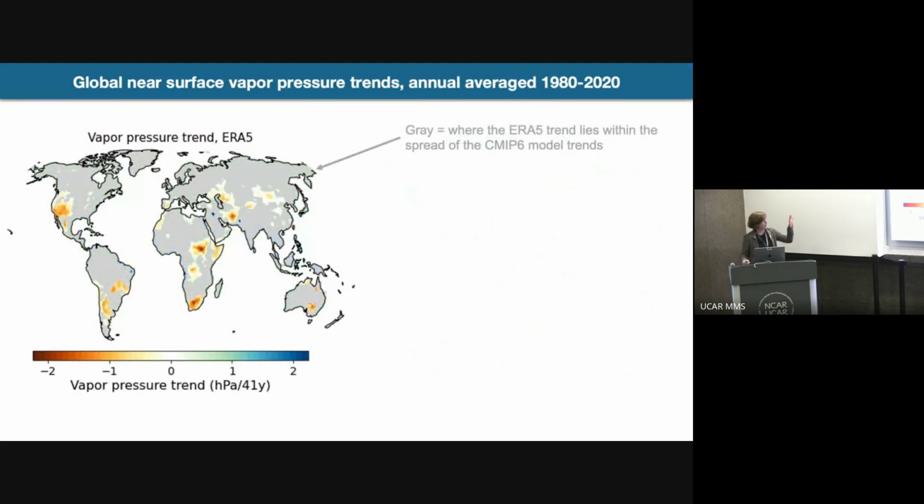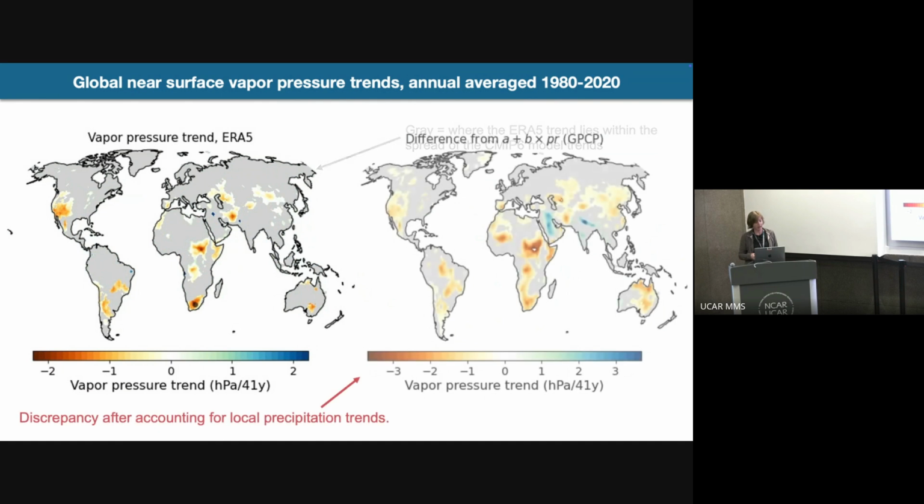If you look at the gray regions here, this is where the trends in ERA5 near-surface water vapor lie within the spread of trends from the CMIP6 models. There are a bunch of regions that are not gray, where the trends in ERA5 lie totally outside of the distribution of trends you get in the CMIP6 models.